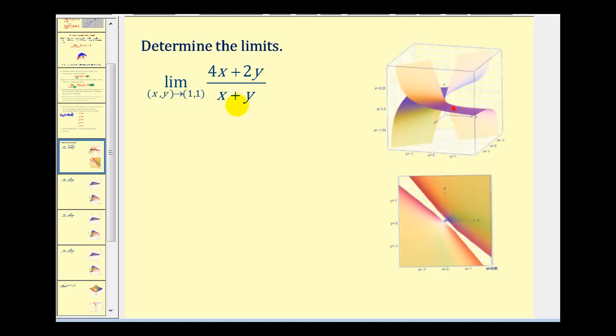Let's go ahead and do that. Looks like we're going to have 4 plus 2, that's 6, divided by 2, which is equal to 3. This limit is equal to 3, which tells us that as we approach the point (1, 1), the z value is approaching 3, so the height of this surface here is approaching 3.